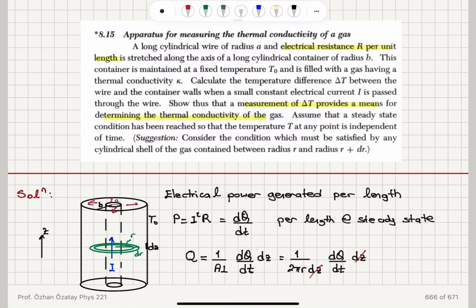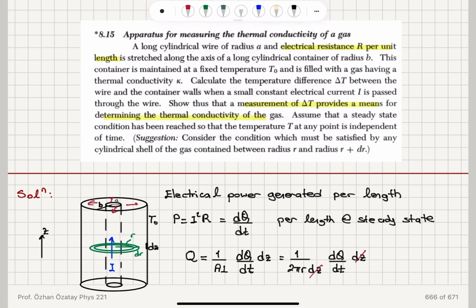Okay, so this is an apparatus for measuring the thermal conductivity of a gas. Where is this gas? It's filling the space in between the wire and the outer cylinder with radius b. The inner cylinder has radius a. This conducting wire carries a steady current I, and it creates a power I squared R, where R is the resistance per unit length. That's the power that is created per unit length. It is dQ/dt, the heat, because this is power, dQ/dt per unit length at steady state.